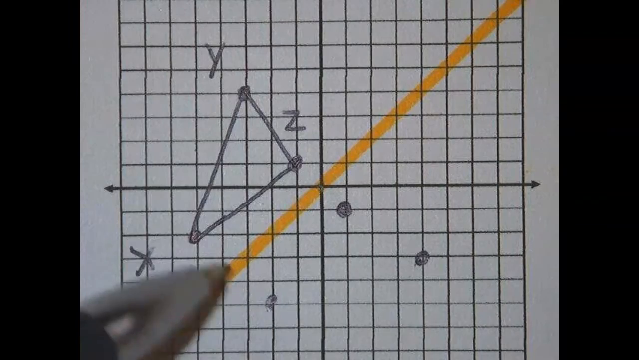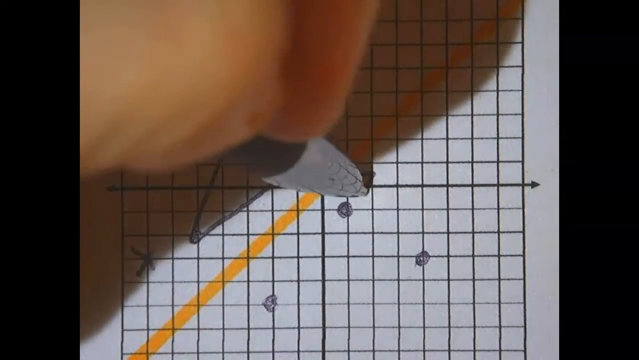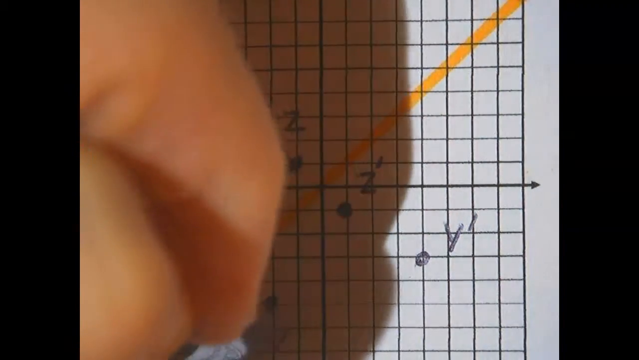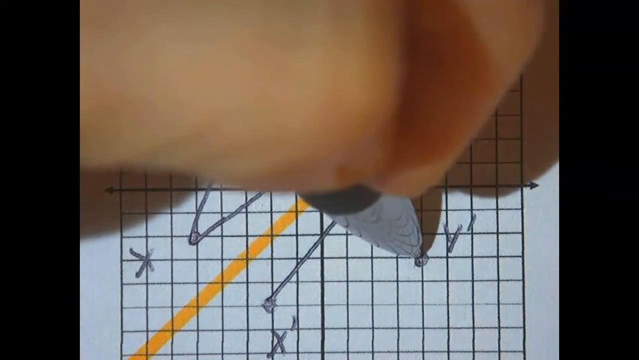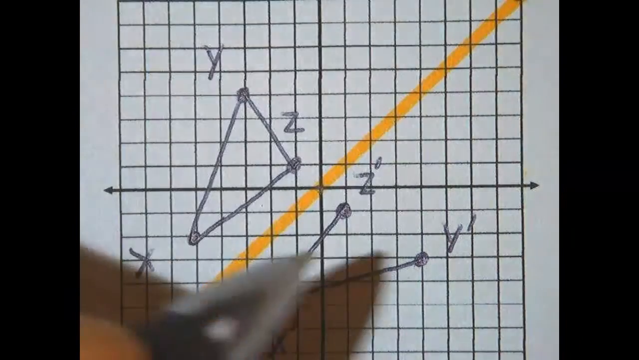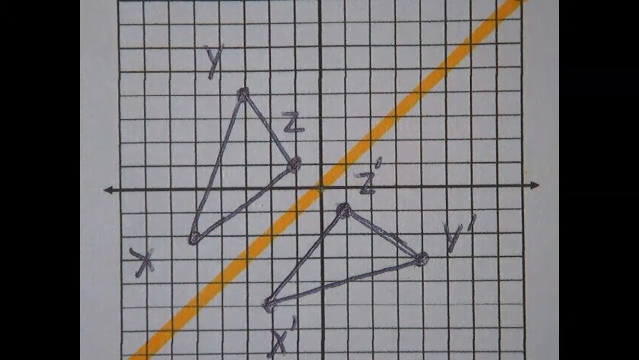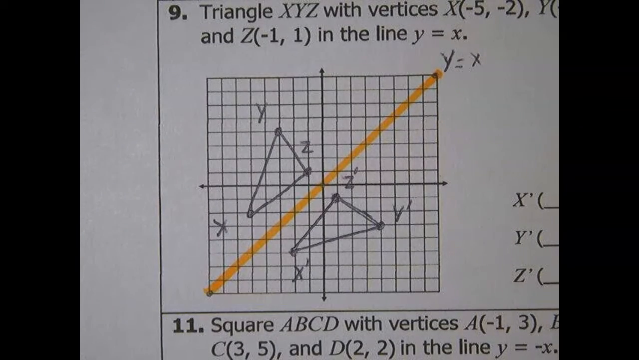I'm going to first connect them and we'll look at them for a second. Make sure that this is z prime, this is y prime, and this one over here is x prime. Let's connect them so that we can get a really clear idea of whether or not our triangles look like they're in fact reflections over that line. Sometimes it helps to zoom out, but they look pretty good.